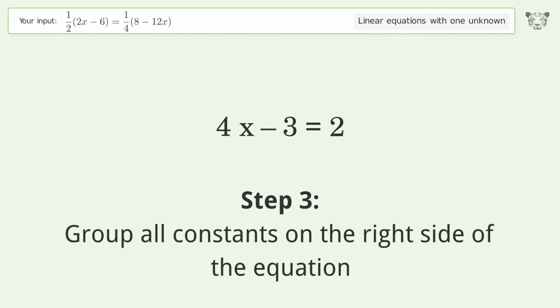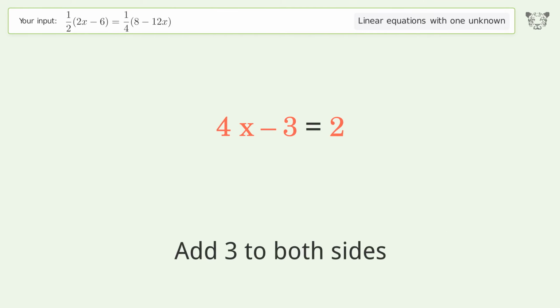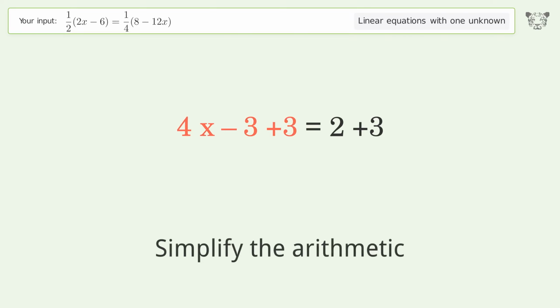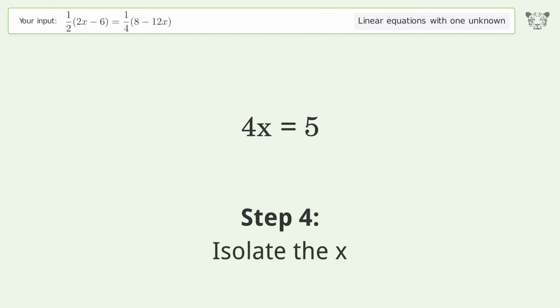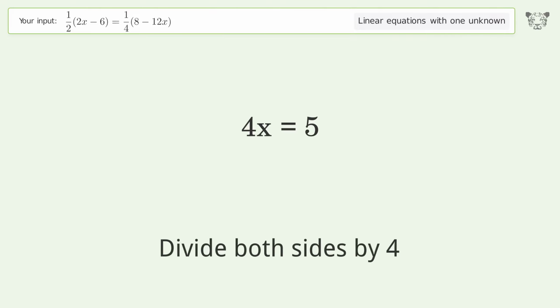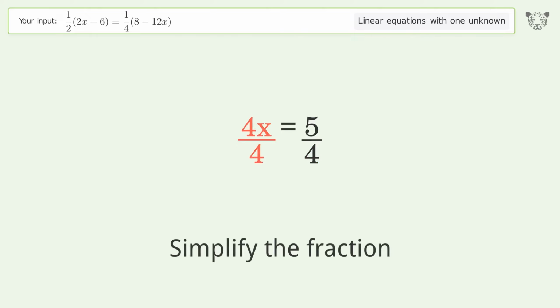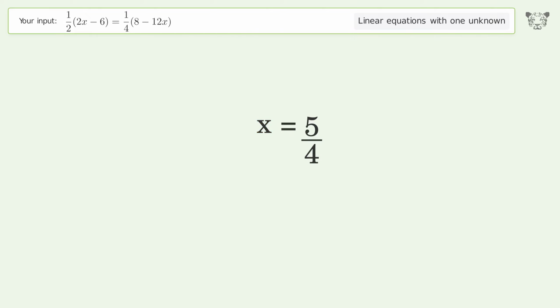Group all constants on the right side of the equation. Add 3 to both sides. Simplify the arithmetic. Isolate the x. Divide both sides by 4. Simplify the fraction. And so the final result is x equals 5/4.